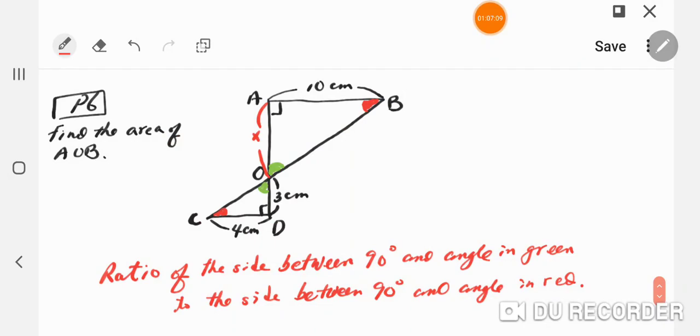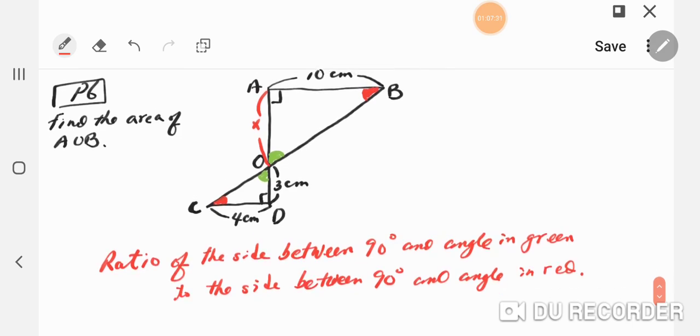Okay, for problem number 6. There are two triangles, and the smaller triangle and the larger triangle are similar because both have 90 degrees, and the green angles are the same and the red angles are the same. We want to find the area of the larger triangle, so we need to find the length x, the length of the side AO.